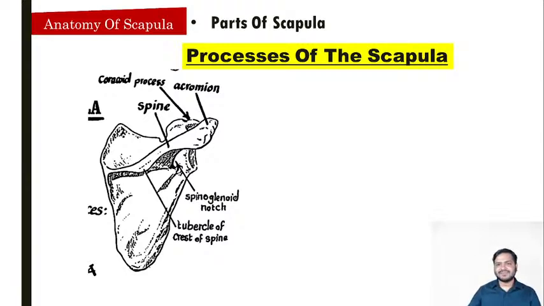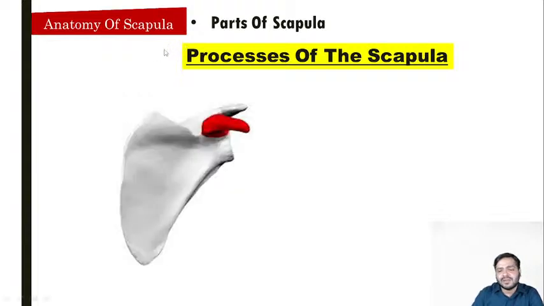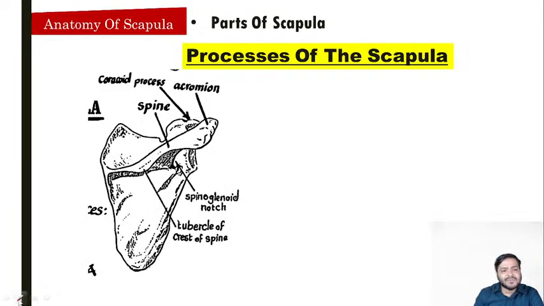Today we'll start with the other aspect of the scapula, the anatomy of the scapula. We will continue with the anatomy of the scapula, and today I will be discussing first about the processes of the scapula, and after that I will move on to the muscle attachments of the scapula. Processes, muscles, ligaments, functions, articulations, and all other things.